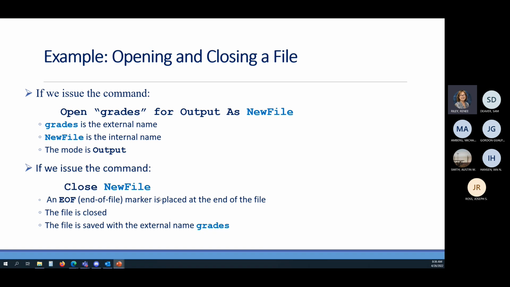They have some nice examples here for us. They say we might see a command like this in pseudocode that tells us to open grades for output as new file. So in this case, grades, the thing that's in double quotes, is the name of the file in our operating system, and new file is the internal name we've assigned this file for our program. We're going to be writing to this file, so we say we want to open it for output. And then when we're done using it, we can close the file.